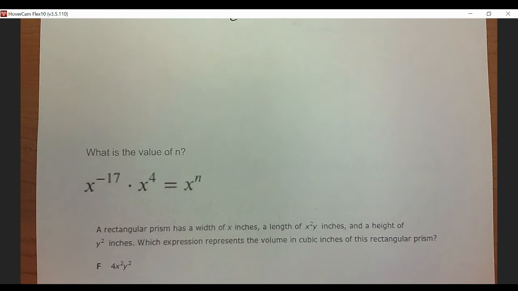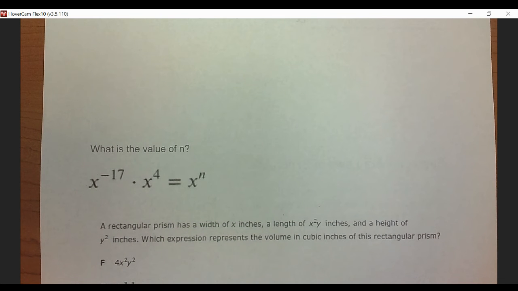This one, what is the value of n? It gives us x to the negative 17 times x to the power of 4 equals x to the n. The STAAR test loves to put these on their test, and they're always fill in the blank. Guys, let me tell you this right now. Usually when the STAAR test gives you a fill in the blank question, those are the easier questions. Those are never that hard. The multiple choice are always way harder than the fill in the blank. They just do that because they know, oh, fill in the blank, oh, I don't want to do all this work. No. Fill in the blank, there's hardly any work involved.